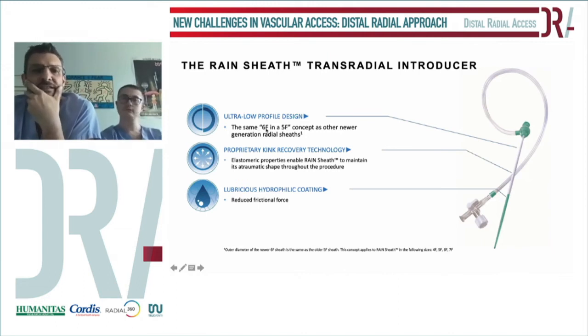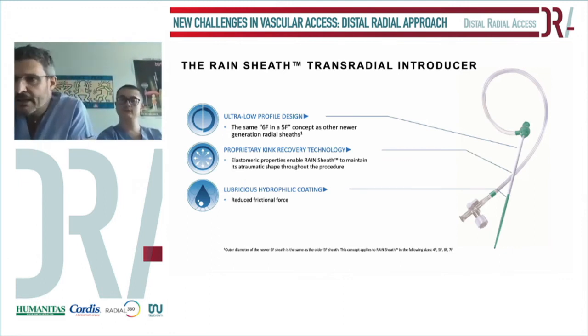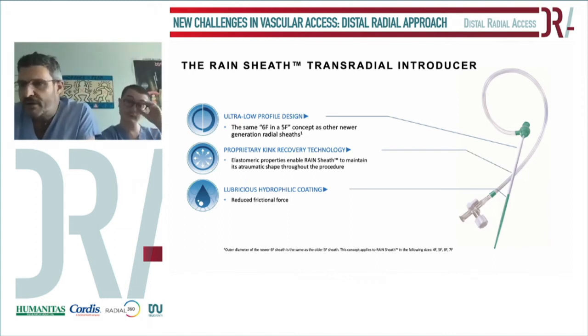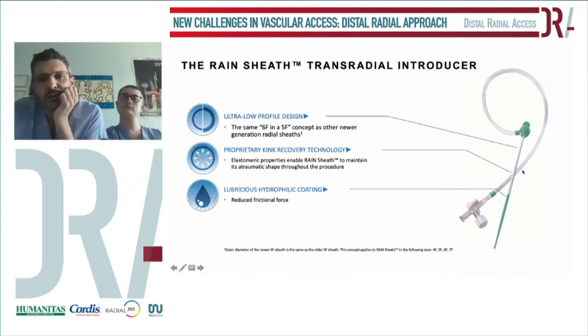a sort of 6 in 5 concept, like other companies, I mean, like Glide Sheet Slender from Terumo. The concept is quite similar. We can achieve a larger inner diameter, maintaining a lower outer diameter of our sheet, reducing the wall thickness. So in this case, this new sheet could prevent radial spasm.